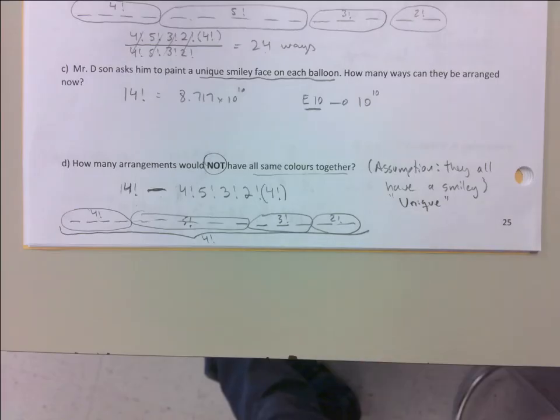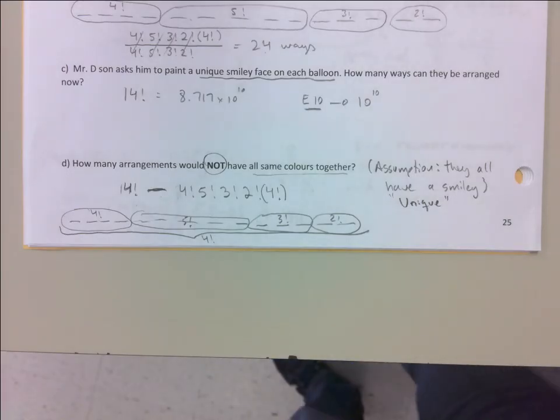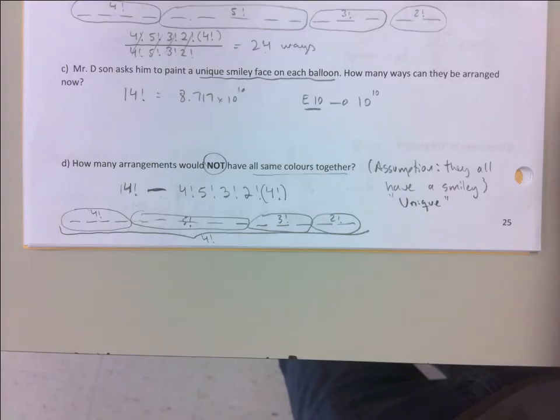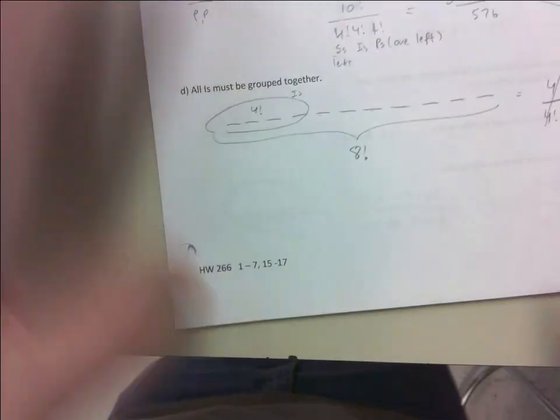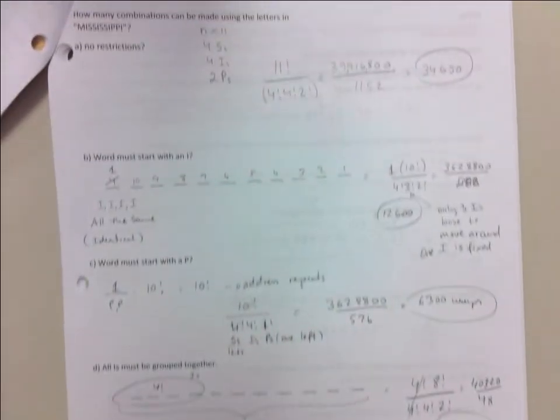In this case, I don't need to divide out because they're not exactly the same anymore. All the blues are different. All the reds are different. So I don't have to worry about dividing out. Okay. We're good? Too much? Maybe it's a little bit heavy, right?